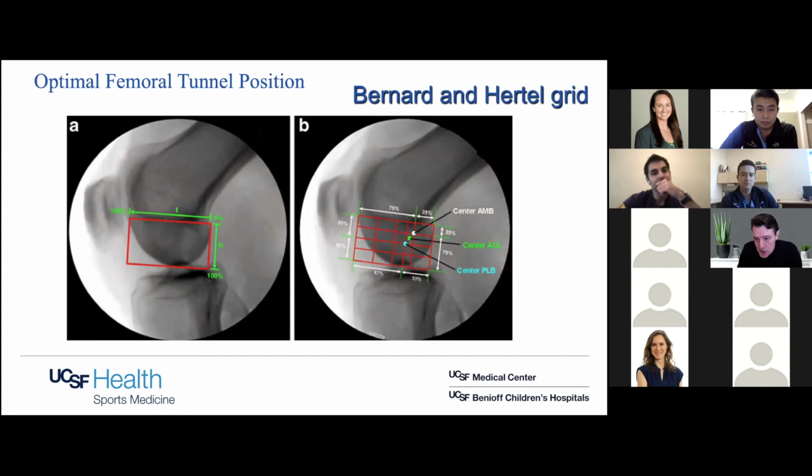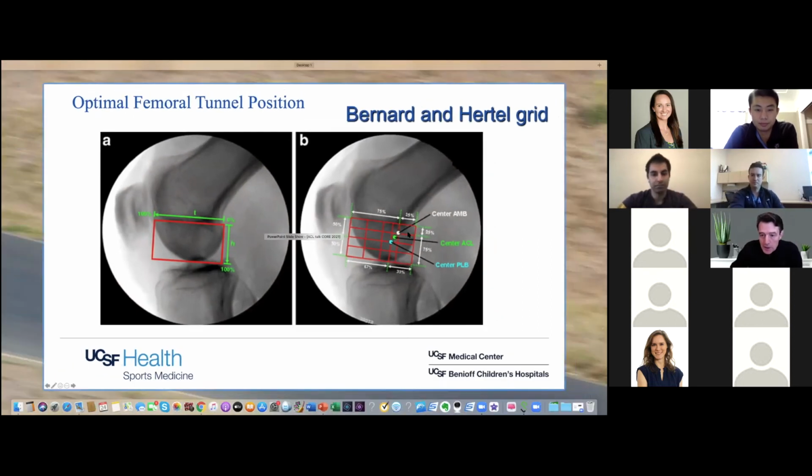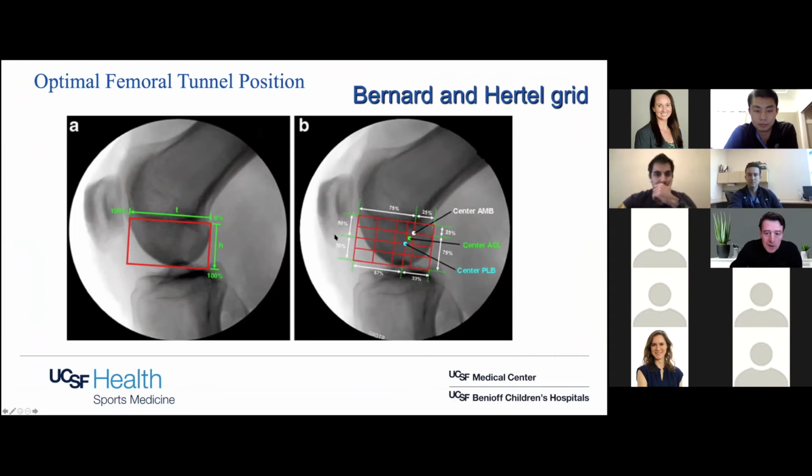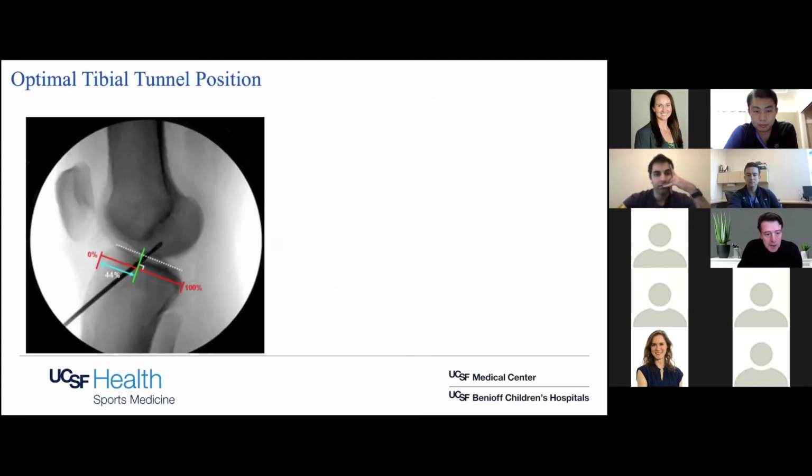But there are also radiographic criteria, and you can look this up in more detail. We always know that it's right about here that we want to go, but there are some radiographic markers that can help you if you're concerned. On the tibial side, this is the Amis-Jakob line, and 43.8% is supposed to be the center. We typically use the concept of quadrants, and you want to be in the second quadrant.